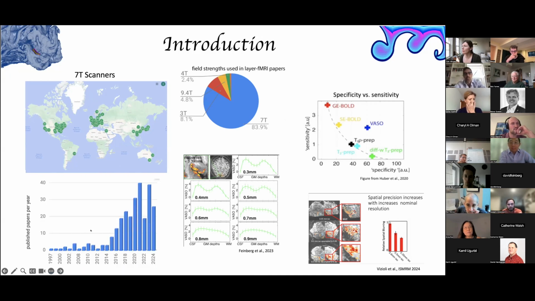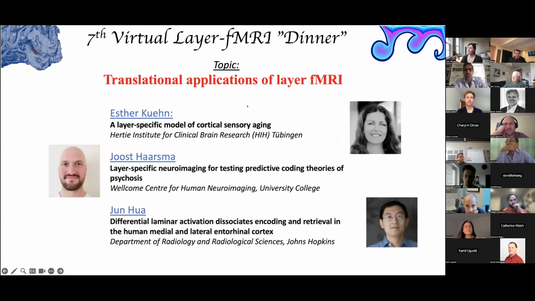Nonetheless, over the last 20 years, we've seen an exponential increase in the number of papers published in the layer-fMRI field. More recently, we've been seeing a switch from validation studies to application studies, not only in basic neuroscience but also in translational neuroscience, even though those are just a handful of studies. And that's the topic of today's dinner: translational application of layer-fMRI.